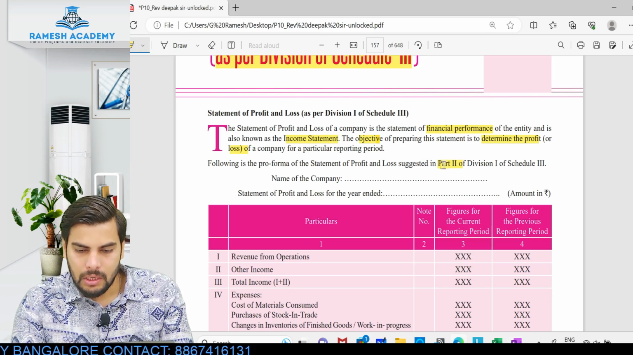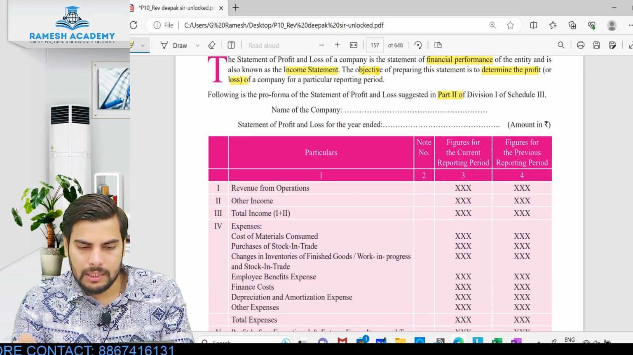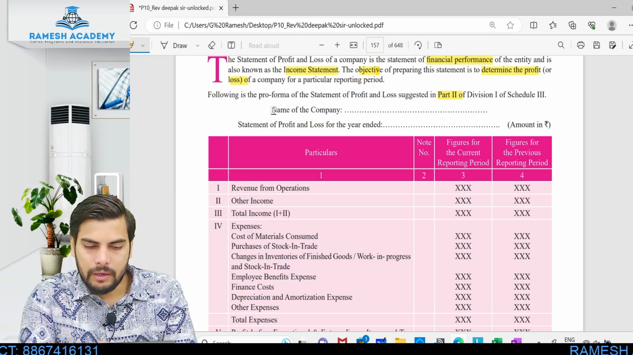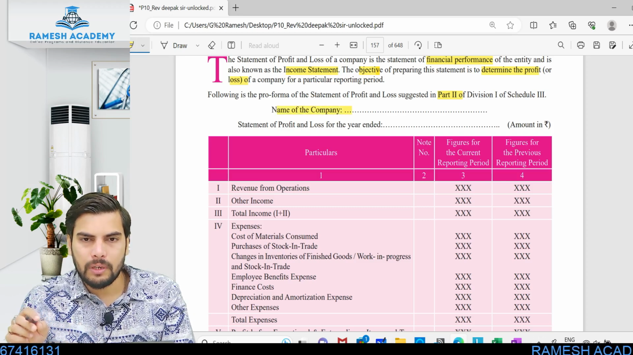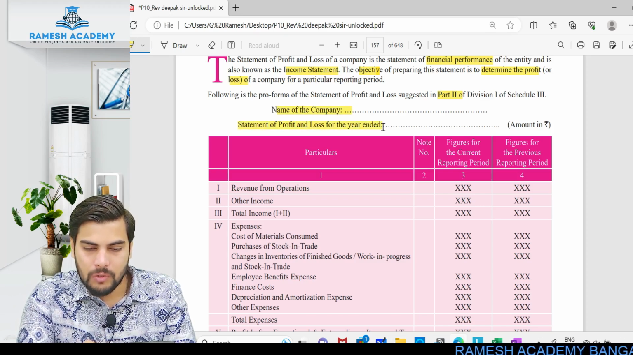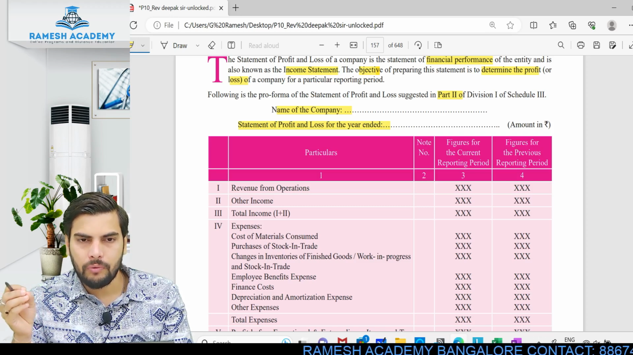Do you find this? Part 2 of division 1, that is the P&L account. They have given you the format. Let's have a look at this particular format. First thing is, you'll just be writing the name of the company. Whatever is the name of the company, just write it in the middle, and statement of profit and loss for the year ended so and so. Normally when it comes to the heading of P&L account, we'll be using the term like this: profit and loss account for the year ending, or for the year ended.